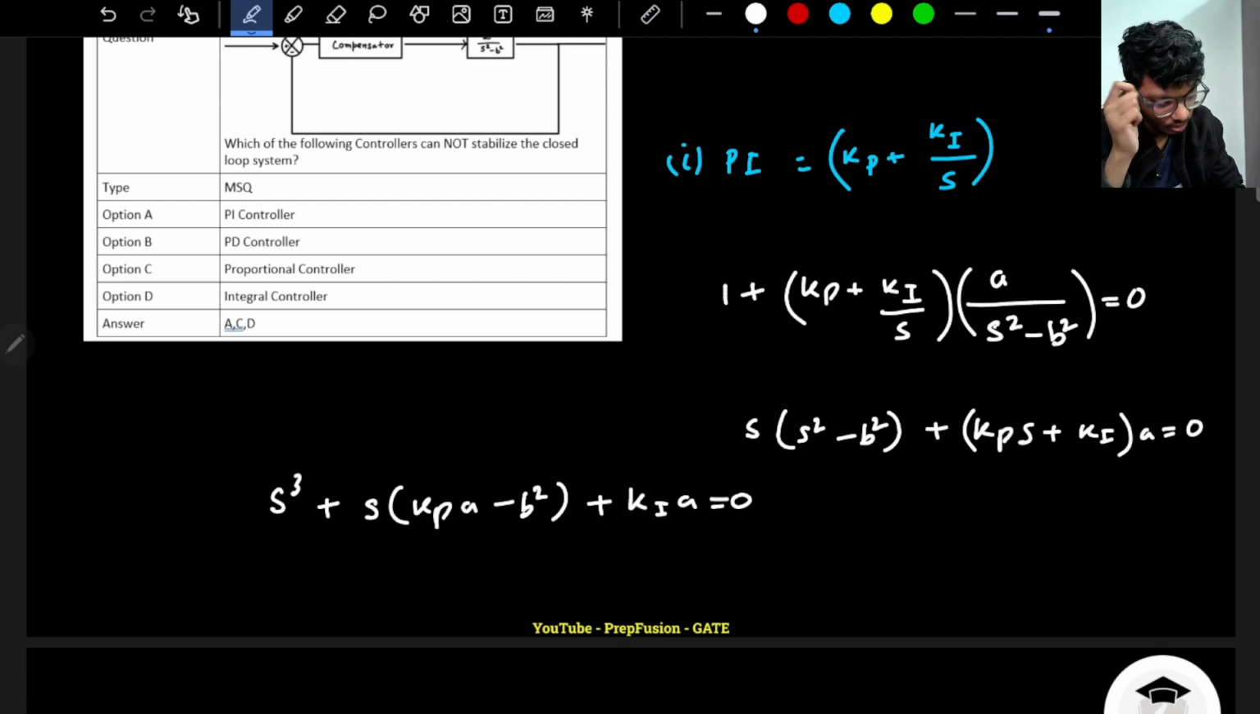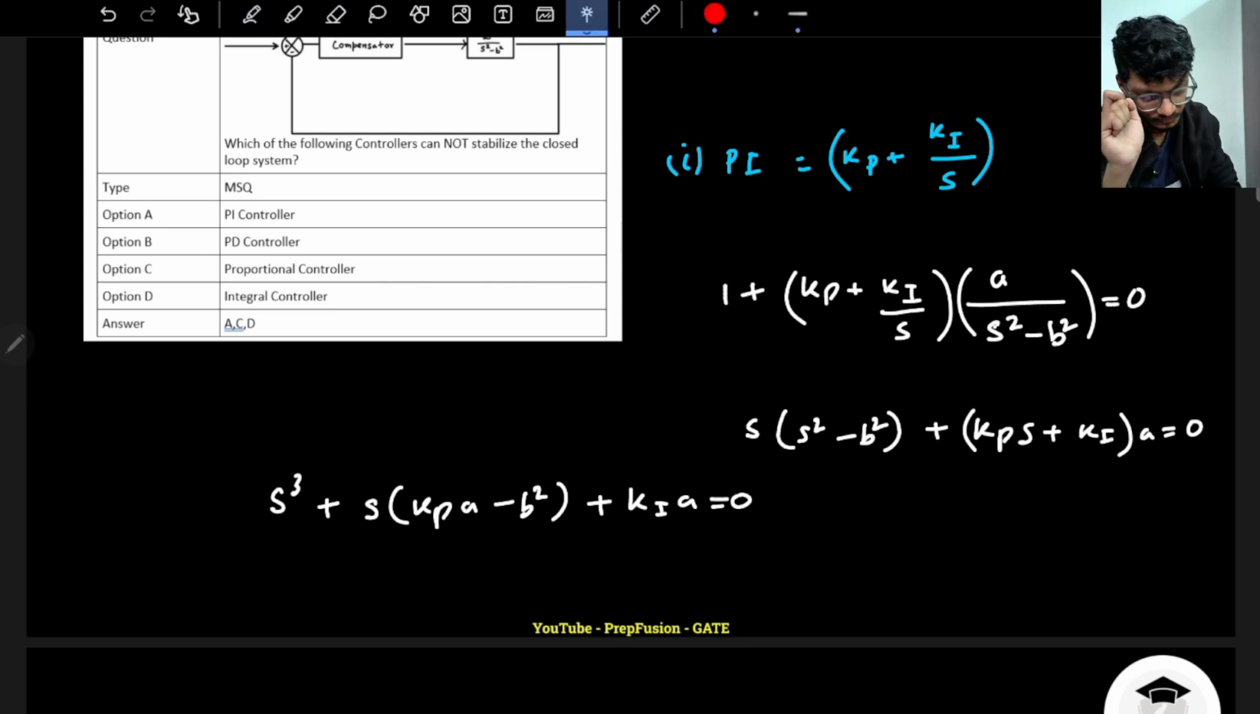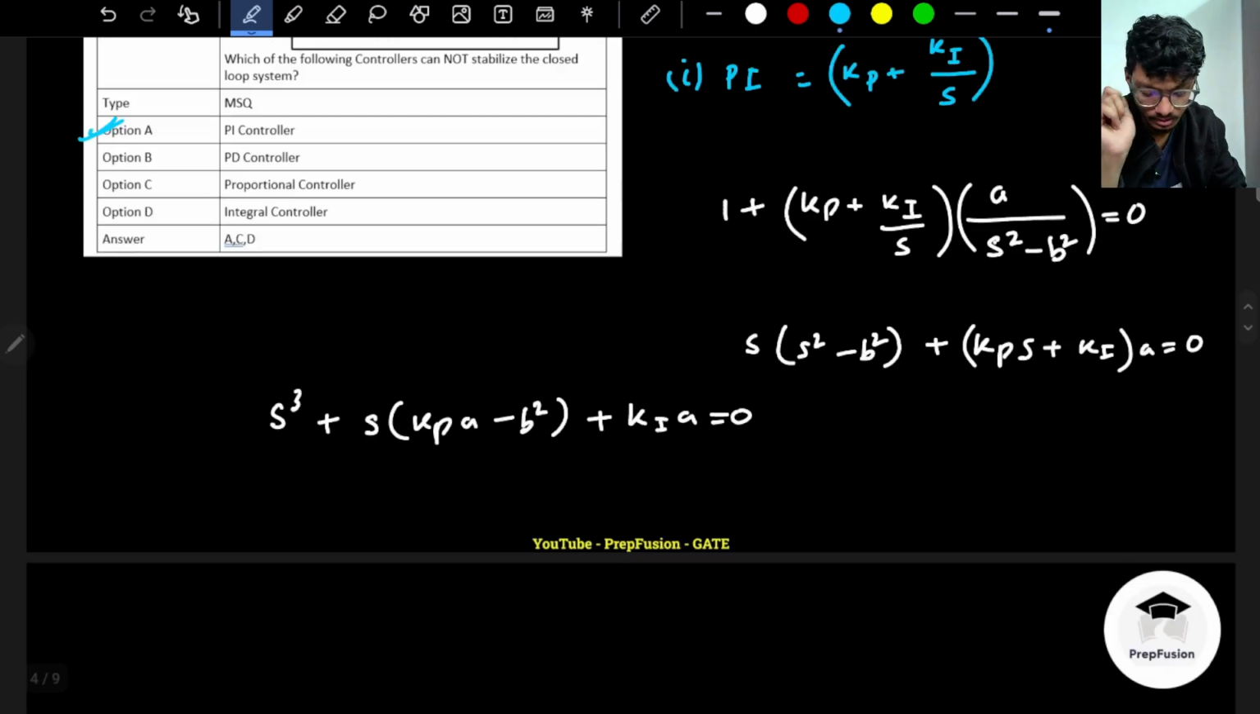Now you can obviously see from here that one term is missing, right? One power of s is missing, that is s square. Obviously it is not a Hurwitz polynomial. If it's not a Hurwitz polynomial, of course you cannot stabilize it. So it is not stabilizable. So this first option will be my correct answer. Okay, let's check the next option, PD controller.